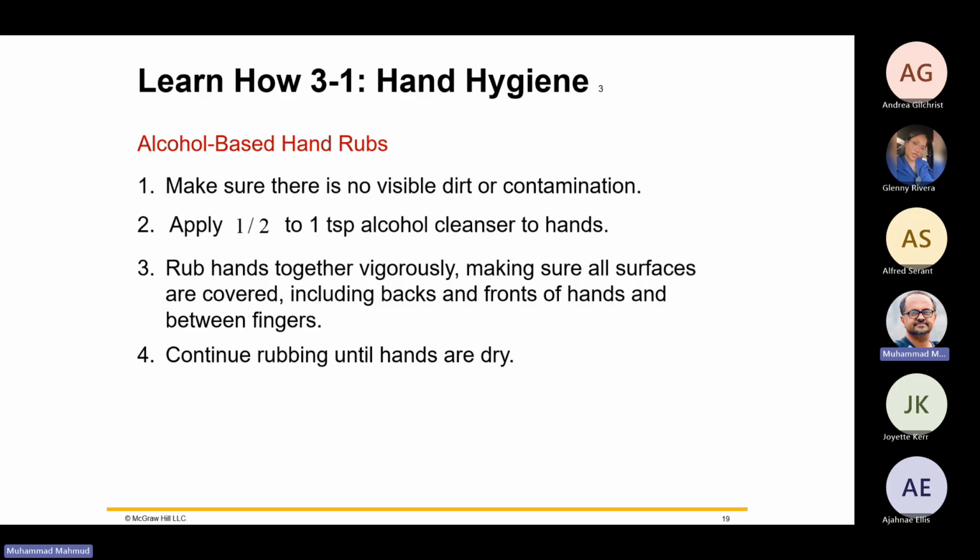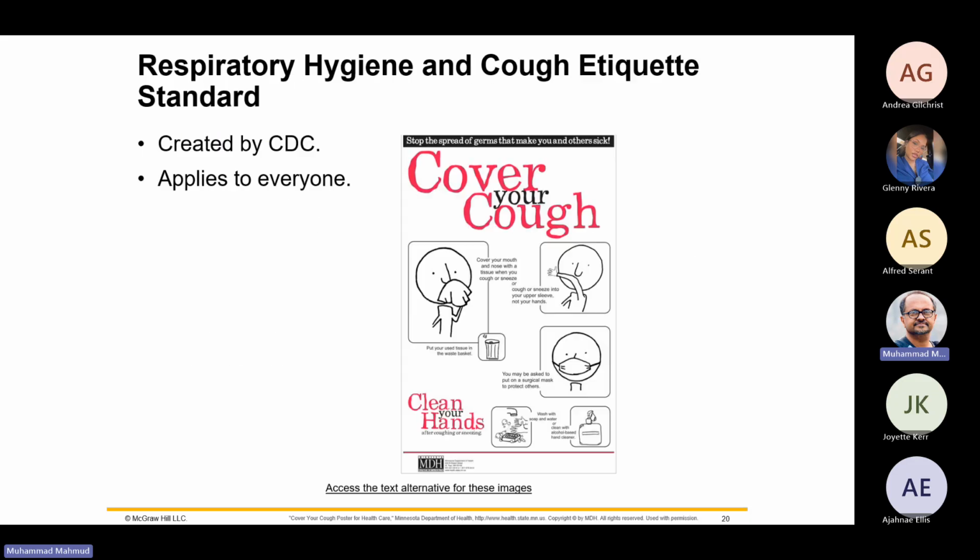This one is the alcohol-based hand rubs. If there is no visible dirt or contamination, we can use half to 1 teaspoon of alcohol cleanser. Rub hands together vigorously, making sure all surfaces are covered, including backs and front of the hands and between fingers. Continue rubbing until hands are dry.